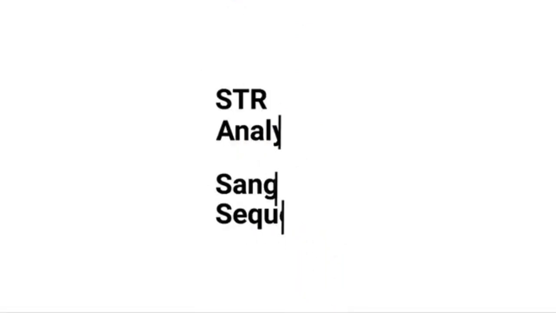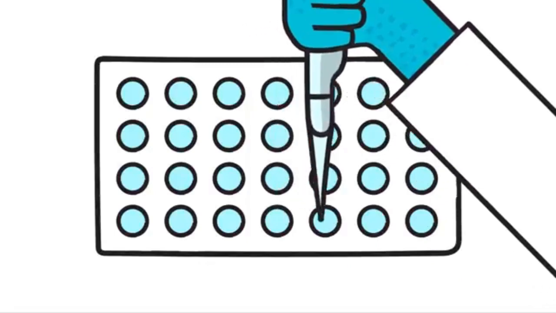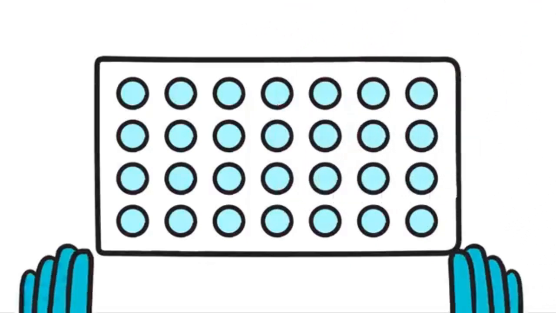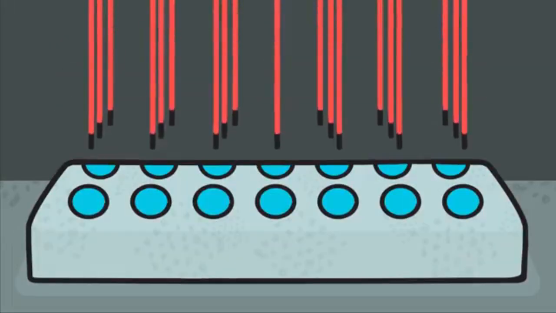Applications include STR analysis and Sanger sequencing, as well as many other everyday applications used by life science and forensic laboratories. Here's how it works. First, fluorescently labeled DNA samples are prepared for electrophoresis and loaded into the CE instrument. The capillary array is filled with polymer and placed into the sample wells.